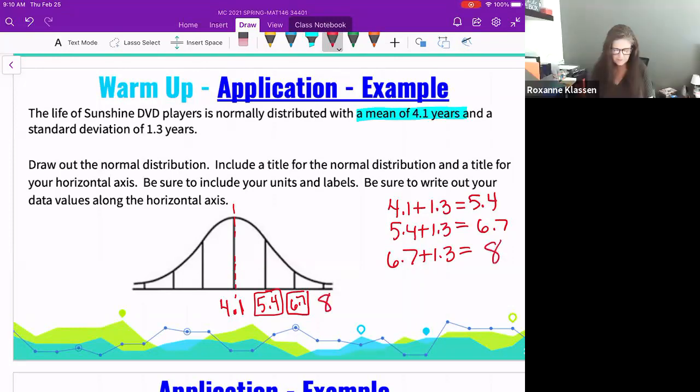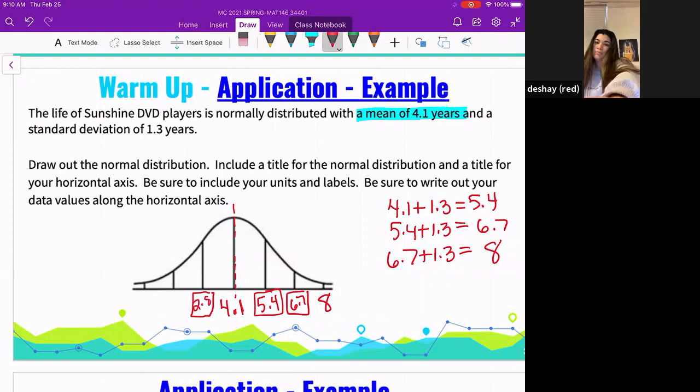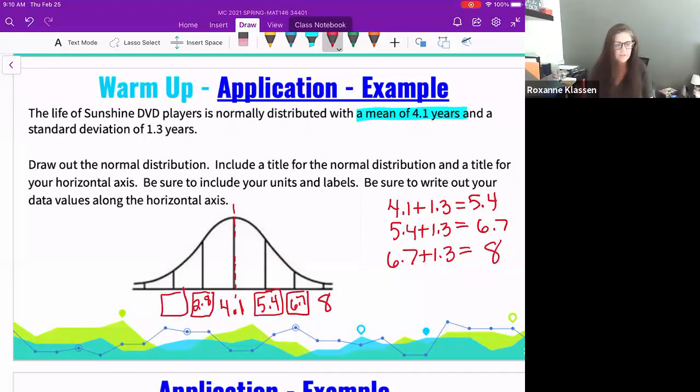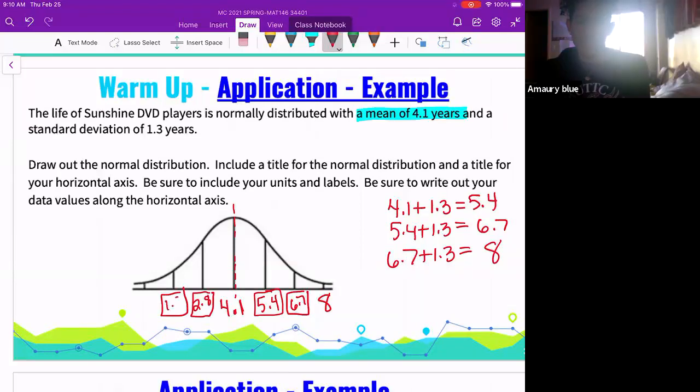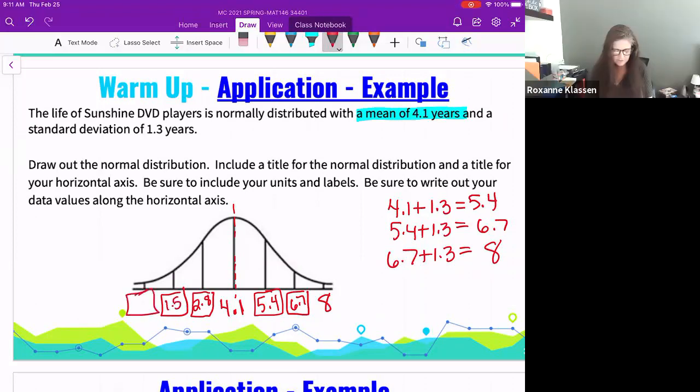All right. And then to the left, instead of adding the standard deviation, we subtract the standard deviation. So what would you get right here, Deshay? 2.8. Very nice. And then one more to the left. Amari, what'd you get there? 1.5. Very nice. AJ, what'd you get for this last one? 0.2.